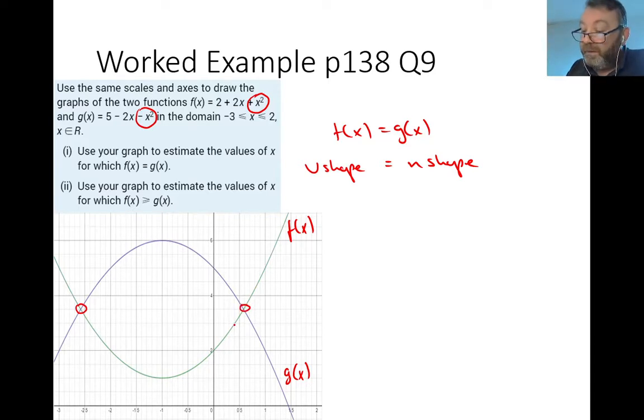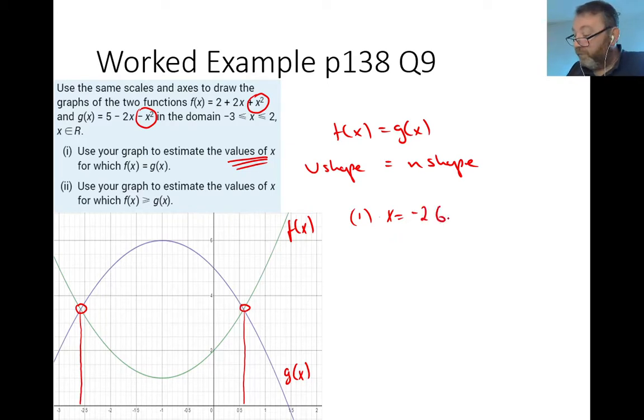And they want values, where are we now? Yeah, values of x. So in other words, find out where they're equal and drop down onto the axis. There we go, there and there. Now, what do I get? I end up getting 0.6. So for that answer, for part 1, x equals, over here, minus 2.6, and from over here, 0.6.